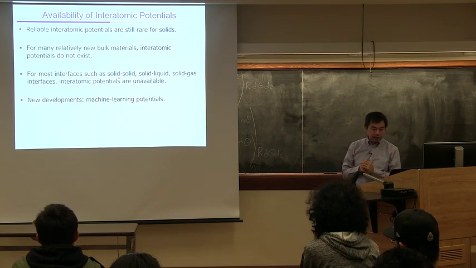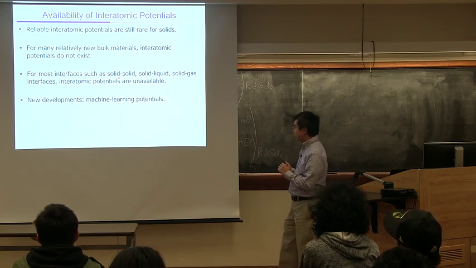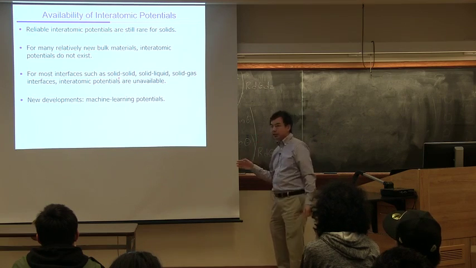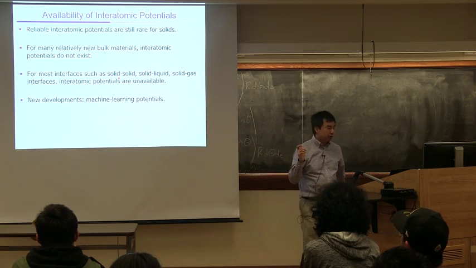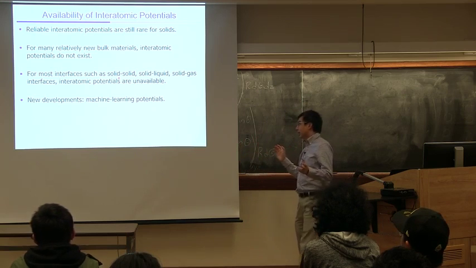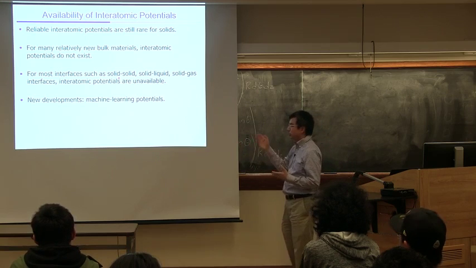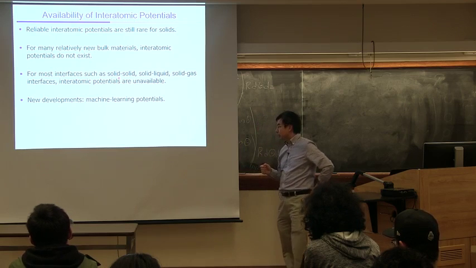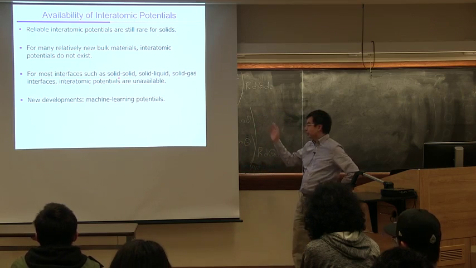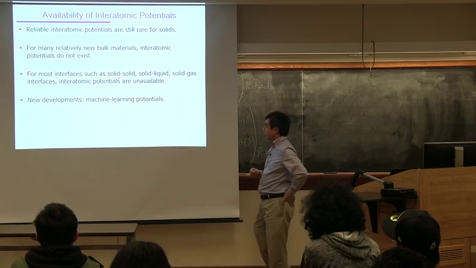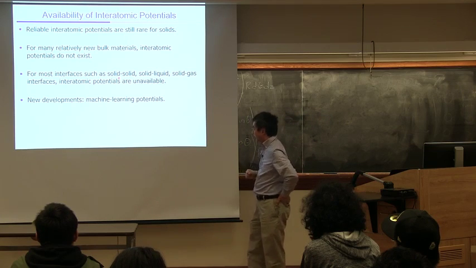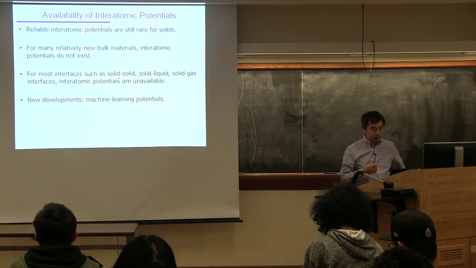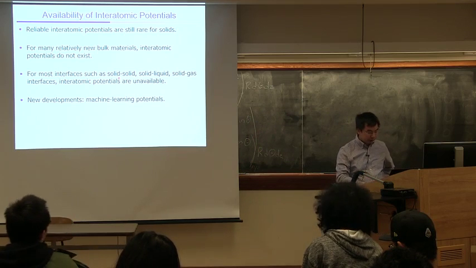But that said, recently there are some new developments using machine learning. This machine learning potential is neither a purely empirical potential nor an ab initio type of interaction. It's somewhere in between. We're going to introduce how these machine learning potentials are developed and how they're used. This is a pretty emerging topic we're going to cover later. All right, but let's see how we can develop classical empirical potentials using DFT.